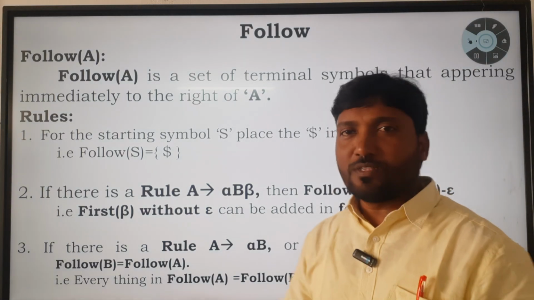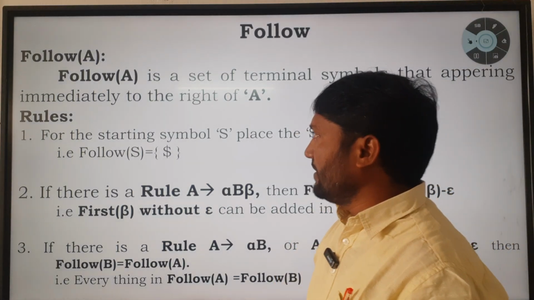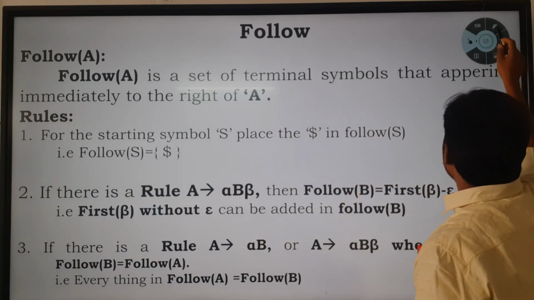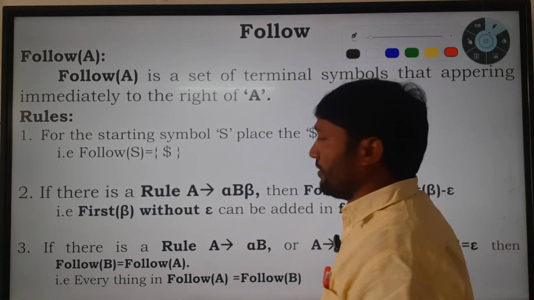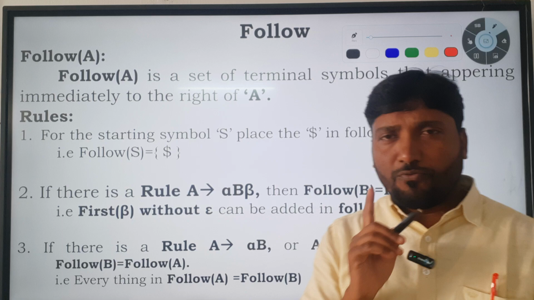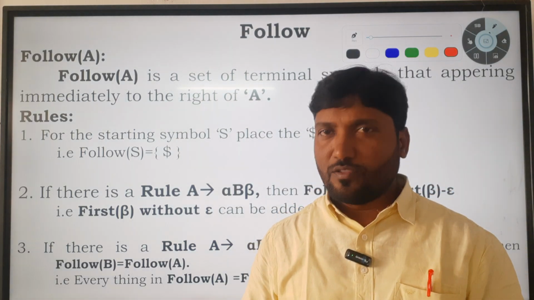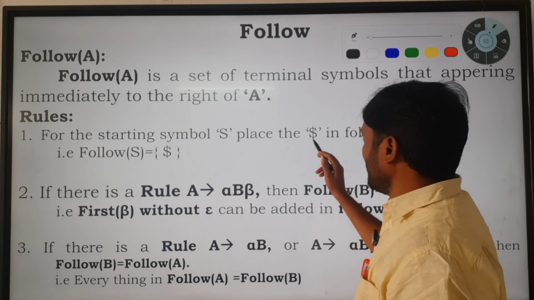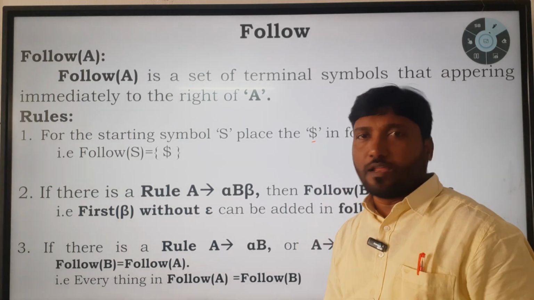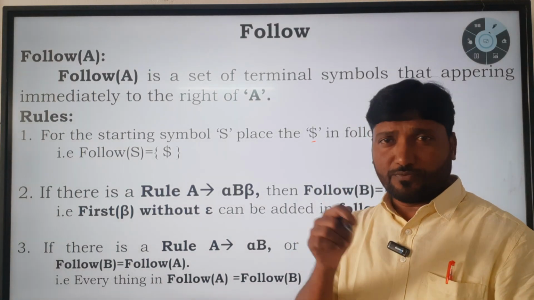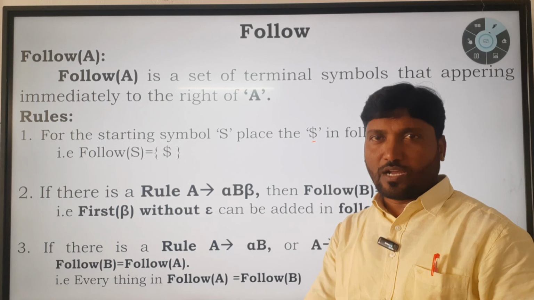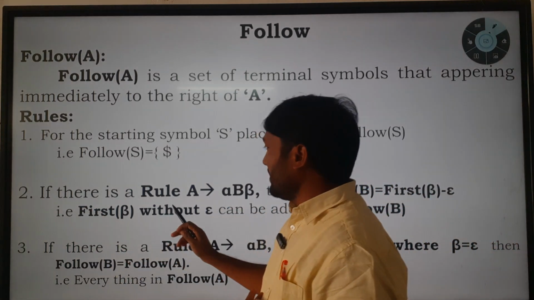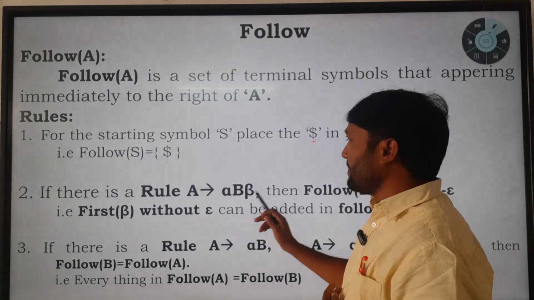There are three rules. Now we will discuss them one by one. For the starting symbol S, place the dollar in follow of S. For every context-free grammar there is a starting symbol, and initially we must place the dollar in follow of S because it indicates that it is the starting symbol. And the second one is if there is a rule A derives alpha B beta.